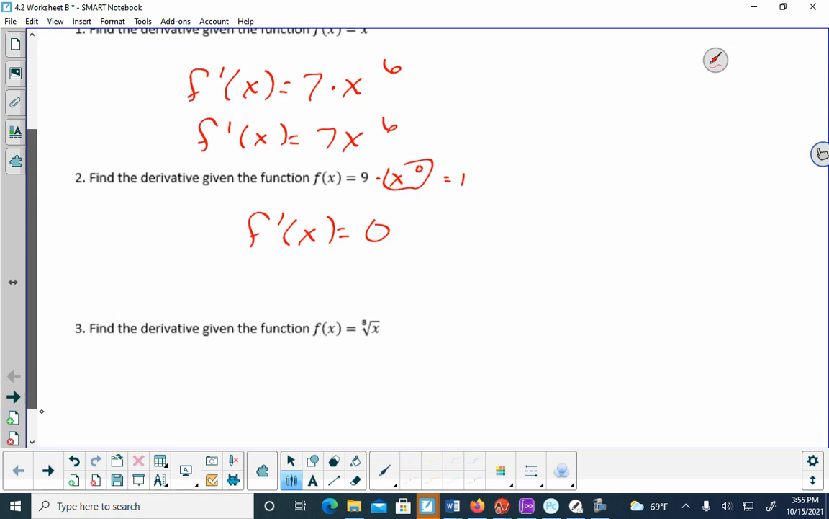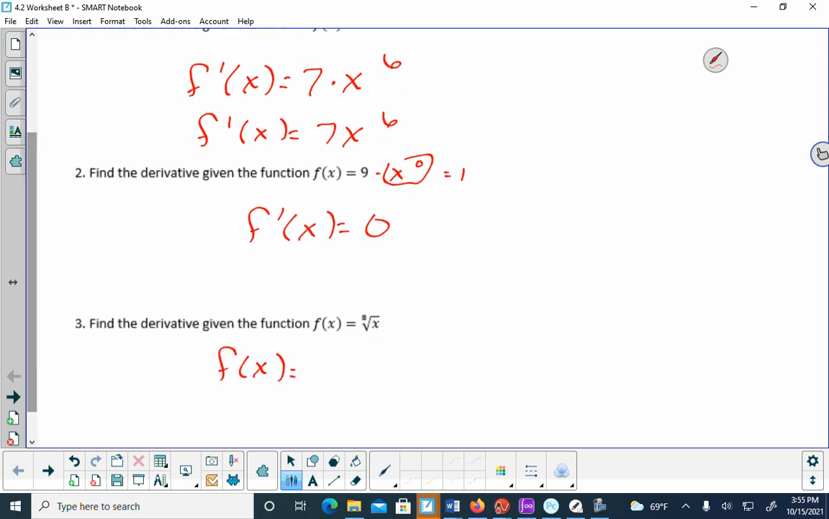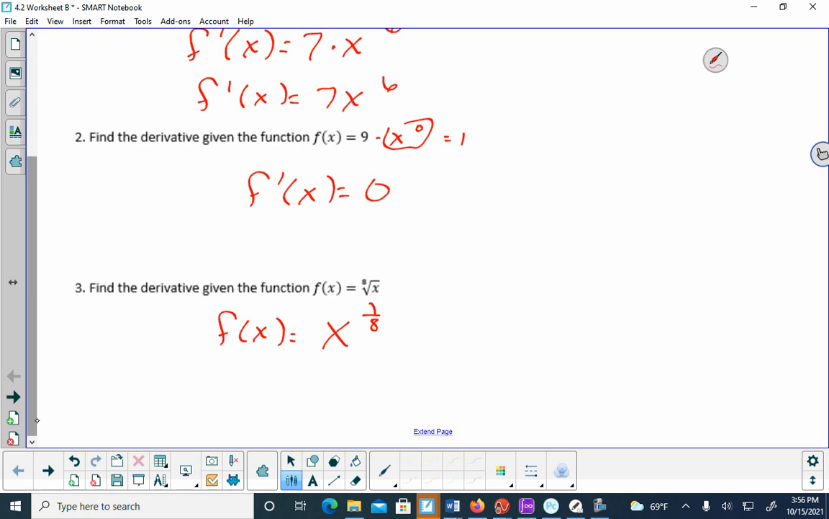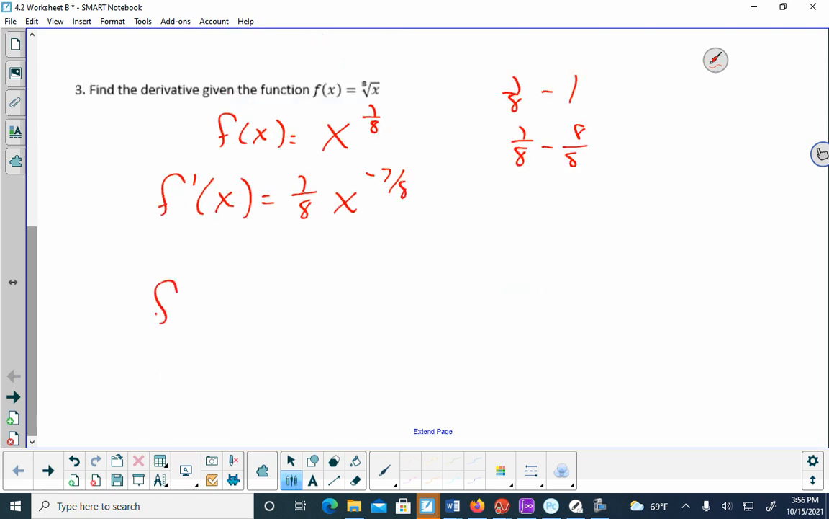Number 3, before I do it, I'm going to rewrite my function, and rewrite that power instead of the 8th root. I'm going to think of that as x to the 1/8 power. Still following the power rule, I'm going to take 1/8 times x to the 1/8 minus 1. So that would be 1/8 minus 8 over 8, so I'm going to have negative 7/8. I'm going to rewrite it because I don't want to leave it with a negative exponent. So the 1 is going to be in the numerator, the 8 is going to be in the denominator, and that x to the 7/8 will also be in the denominator.